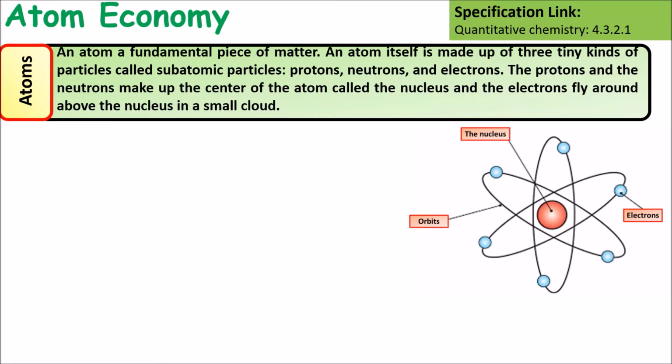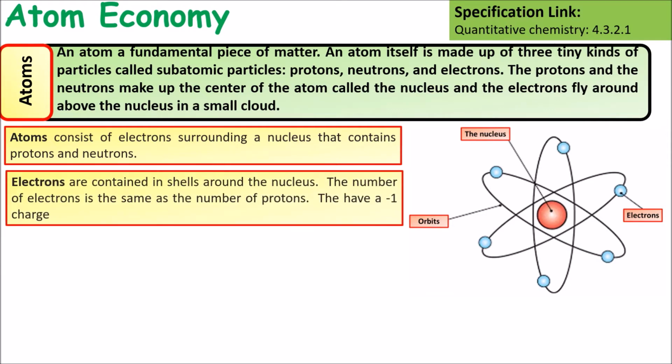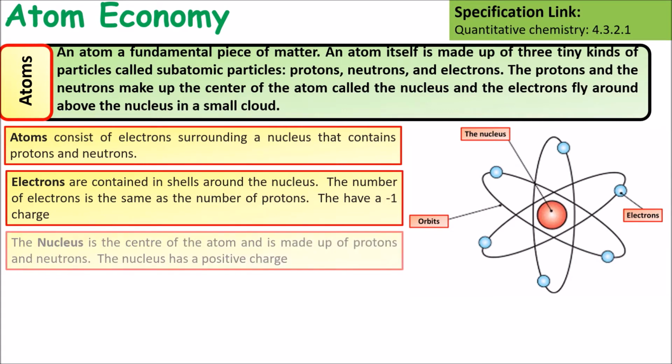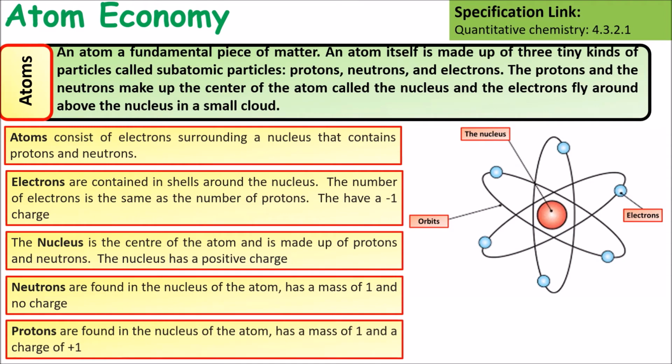So, if we remember, an atom is the fundamental piece of nature and it's made up of three tiny particles. Atoms consist of the electrons that surround the nucleus, and protons and neutrons in the nucleus in the middle of the atom. Electrons are held in shells. They have next to no mass and a negative charge. The nucleus is the center of the atom, and because it has protons and neutrons in, it has a positive charge. Neutrons are found in the nucleus of an atom, have a mass of 1 and no charge, and protons are also found in the nucleus and have a mass of 1 but a positive charge.